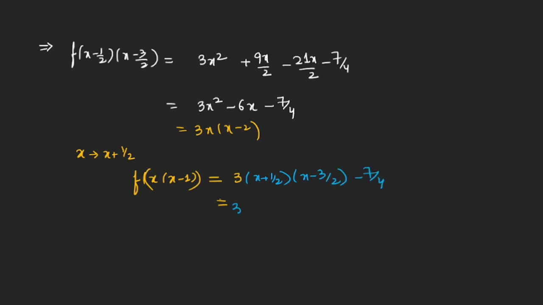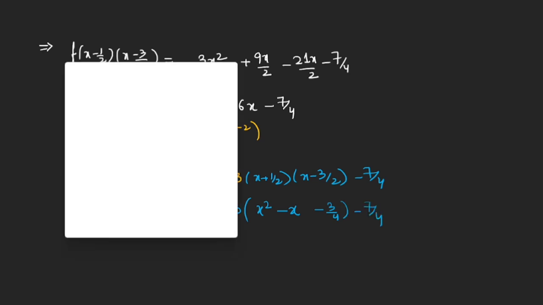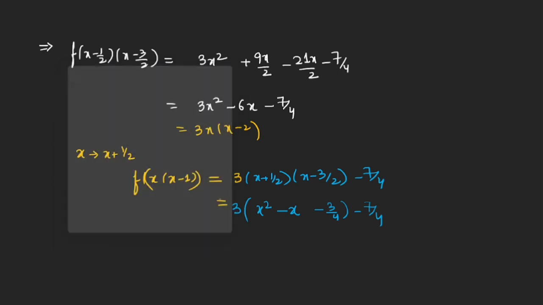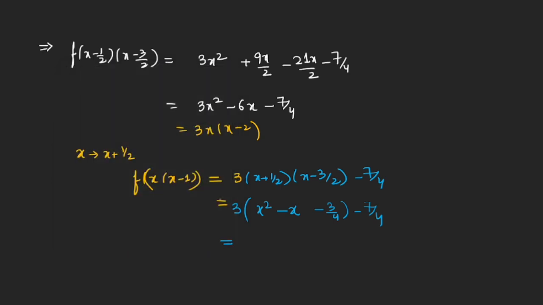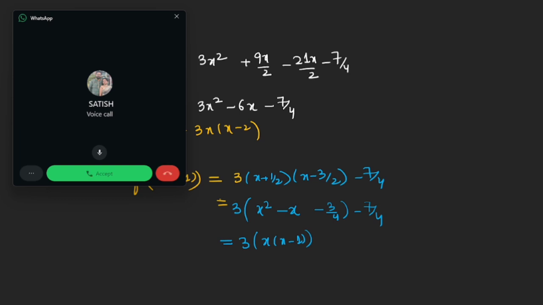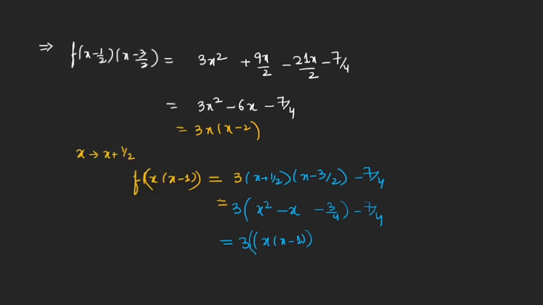Now what is it? So 3 times x square plus x by 2 minus x, and see, we got it. And then it is minus 3 by 4 minus 7 by 4. So what do we get here? We get it as 3 times x into x minus 1, and then 3 minus 9 by 4 minus 7 by 4 minus 16 minus 4.